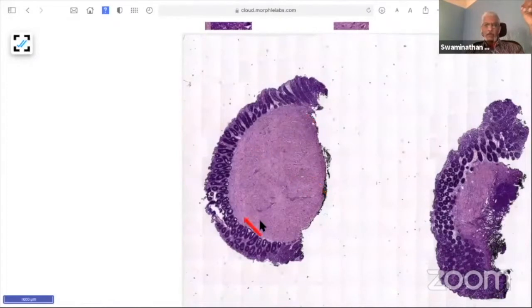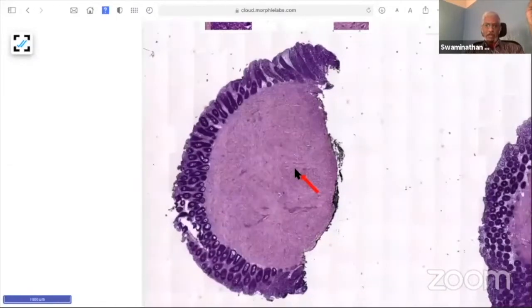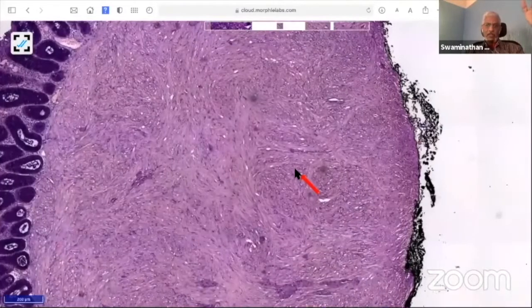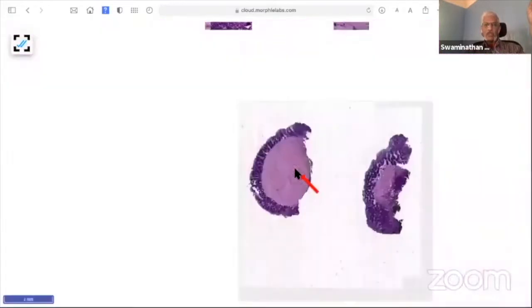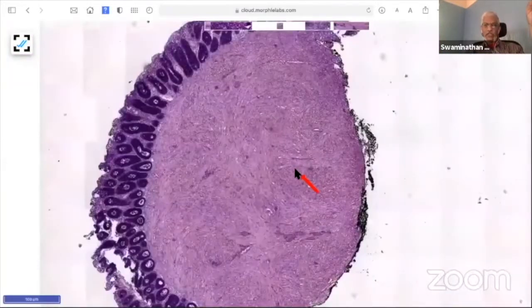Number one, what is the junction between the normal? So it is well circumscribed. Number two, cellularity, hypercellular or hypocellular. This looks like hyper and hypocellular. Number three, cellular atypia. Here it is not present. Number four, mitosis, not present. Number five, necrosis and hemorrhage, not present. So this is a low-grade spindle cell lesion.